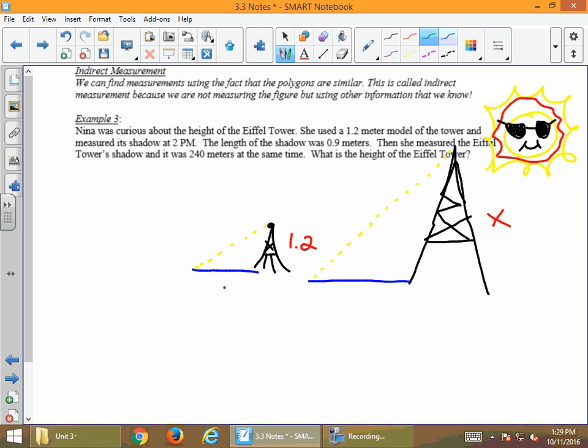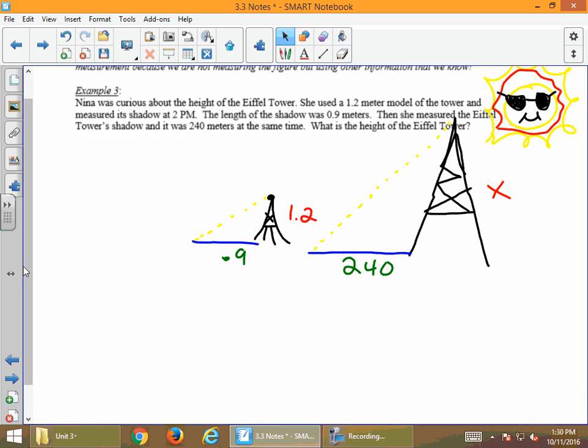Nope. 0.9. Yep. What is the shadow on the large Eiffel Tower? 240. Awesome. Well, I just made two similar triangles, because then we know they're going to be proportional. Well, now how do I go about solving this? I'm going to do just like we did before. When in doubt, proportion out. I'm creating a proportion here. You have to see how that rhymes? This is 0.9. You want to put a 0 there to help you out? 0.9. That's just how long the shadow was on that guy.